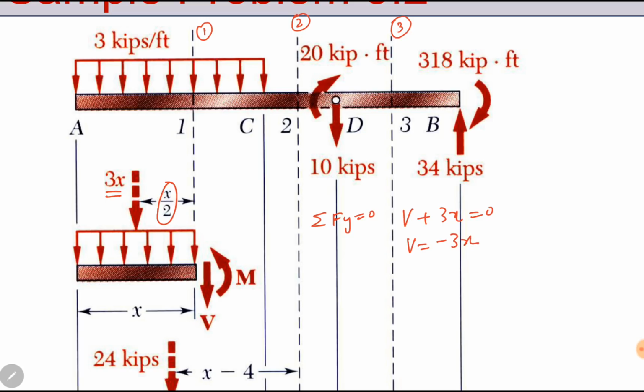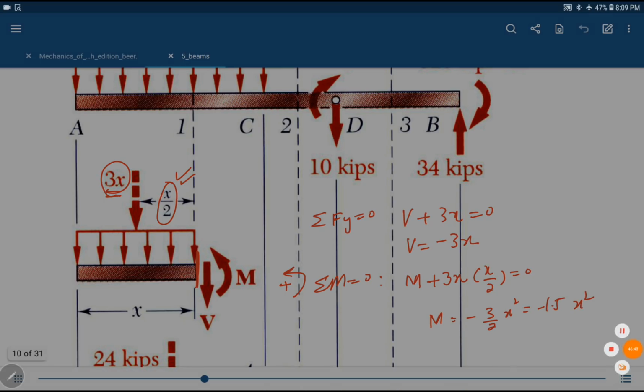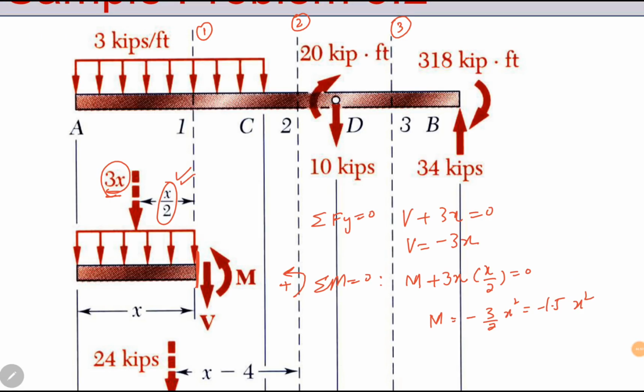So here V is a function of x. It is a linear function of x. So remember that shear force diagram will be a linear line because it is a linear function of length. Summation of moments is equal to 0. Let me consider counterclockwise moments equal to 0. So M is here. This force V is not producing any moment at section 1, so we are not considering it. This 3x force will produce moment in the same direction as M, so I will use positive sign. 3x into its distance, the distance is x by 2. So M becomes minus 3 by 2 x square, or minus 1.5 x square. So M is one degree higher than the shear force. M is a quadratic function of length x, and shear force is a linear function of length x.